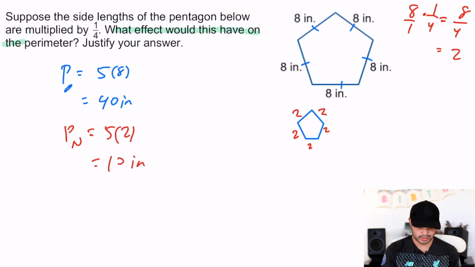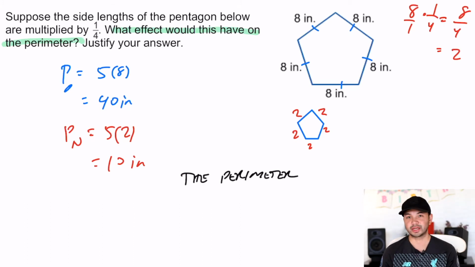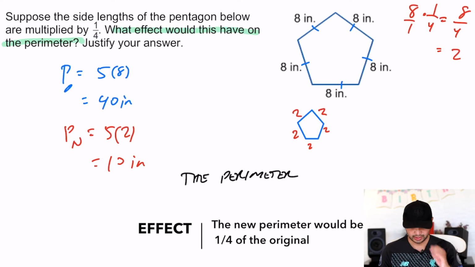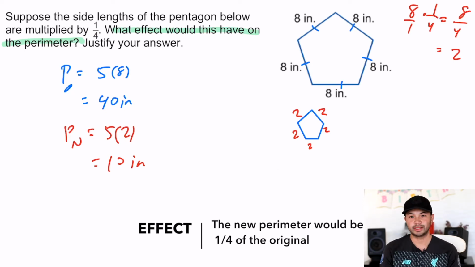What effect would this have on the perimeter? I'll just type this down. It was 40 and then it became 10. If you were in a rush, you might say it's 4 times that. No, it's not 4 times that, because you're going from the original, which is 40, down to 10. So the new perimeter is going to be 1/4 of the original perimeter.